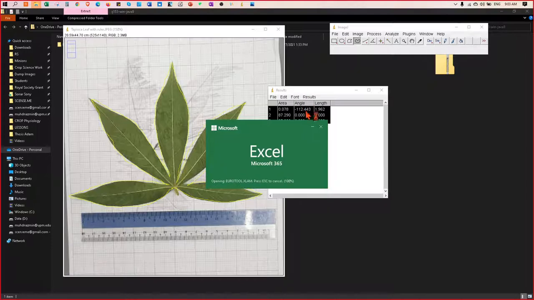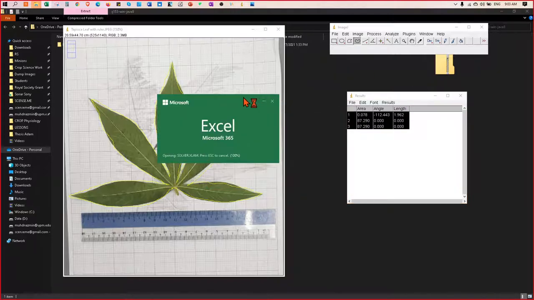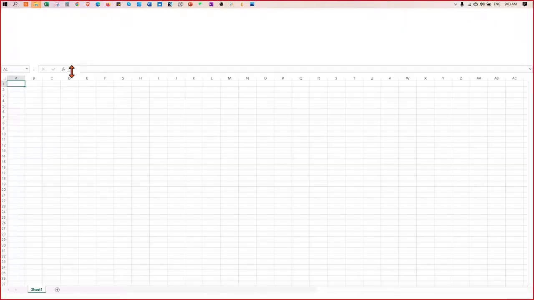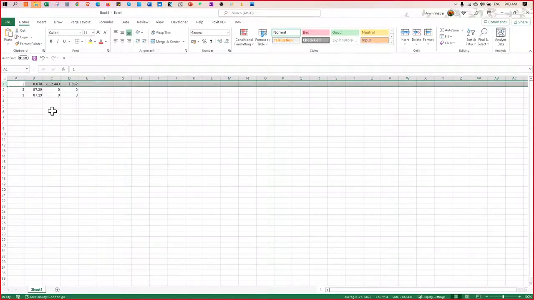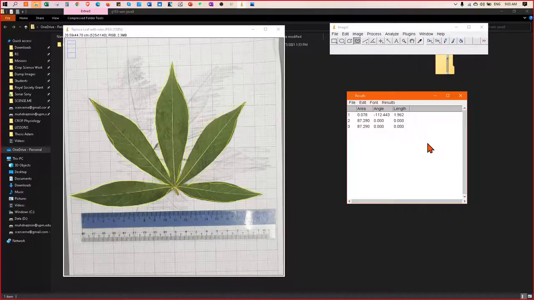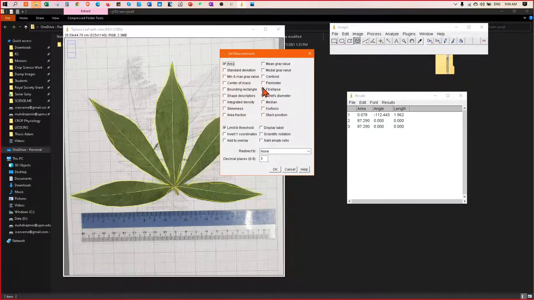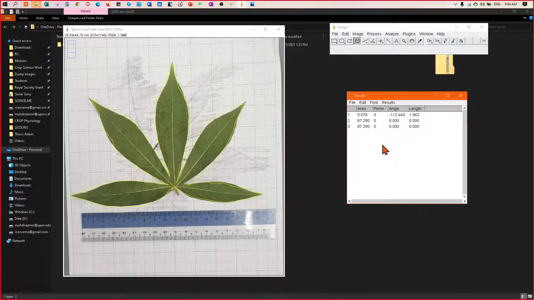Oh, by the way, if you want to have another one of these first, you can paste it so it will follow, but you need to label each column, because it doesn't copy the full column description. If you want to know the perimeter, you can do that as well. You can just go to Set Measurements and select Perimeter. I think it only works for the new measurements, not the previous measurements that you have done.